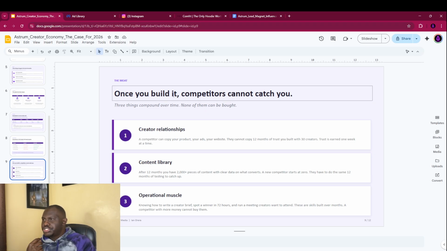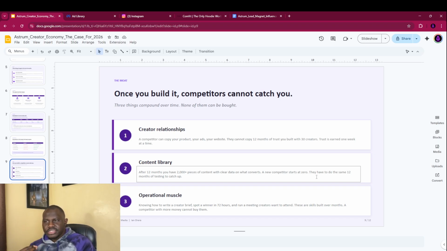So the moat, once you build it, competitors cannot catch you. Three things compound over time, and none of them can be bought. Number one, create a relationship. A competitor can copy your product, your ads, your website. They cannot copy 12 months of trust you built with 30 creators. Trust is earned one week at a time. Number two, content library. After 12 months, you have 2,000 plus pieces of content with clear data on what converts. A new competitor starts at zero. They have to do the same 12 months of testing to catch up. Someone can copy everything, but they cannot copy the trust you have earned with your creators.